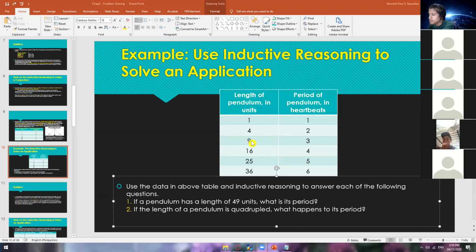So let's try one more time. This one is a 9, and then let's say quadruple this one is 36. So from 3 it will become 6. So just double. So those are our conjectures from number 1 and number 2. The period for number 1 is 7, and for number 2, if the length of a pendulum is quadrupled, what happens to its period? Our conjecture here is as the length of the pendulum is quadrupled, the period of the pendulum is doubled. So those are our conjectures.